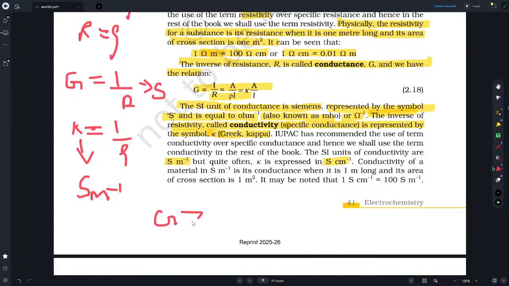G is equal to conductivity, conductance is equal to conductivity, when the area is 1 meter square along with length being 1 meter. Conductivity of a material in Siemens per meter is its conductance when it is 1 meter long and its area of cross section is 1 meter square. It may be noted that 1 Siemens centimeter inverse is equal to 100 Siemens meter inverse.